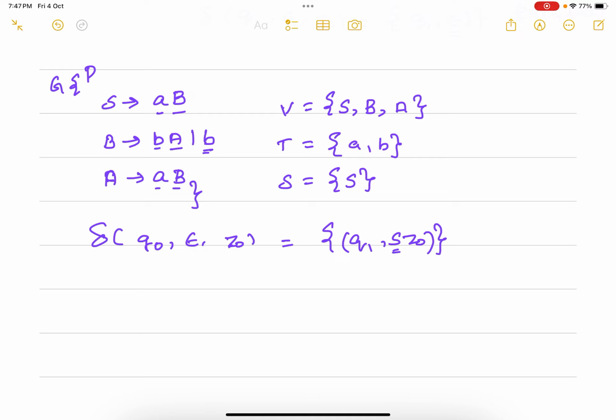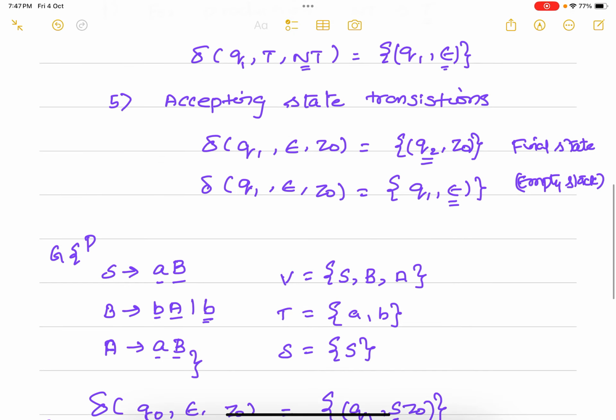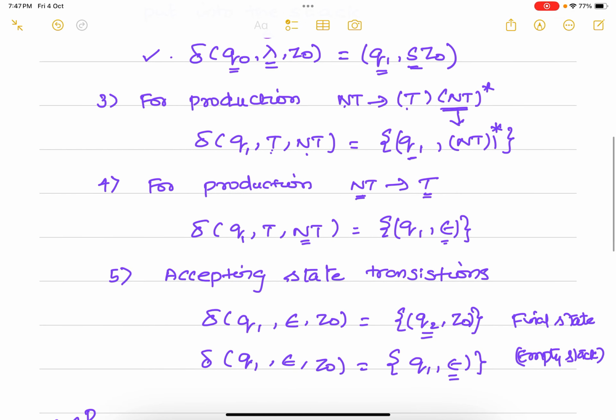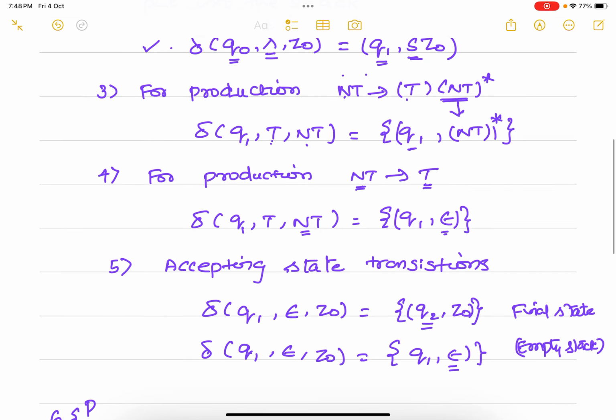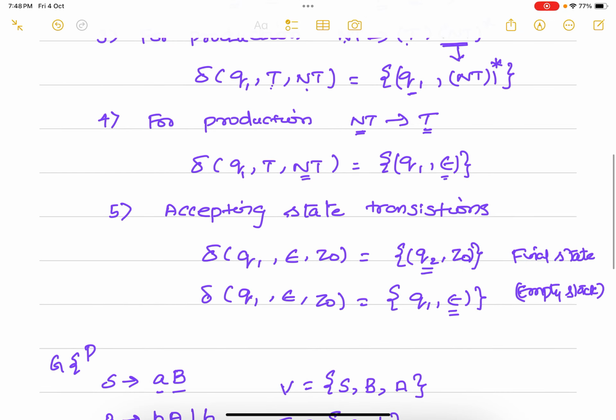Next, we will take each and every production and try to construct its equivalent transition. So we will take S goes to AB first. This comes under rule number 3. So S goes to AB. Now if that is the case, what production do we need to include?